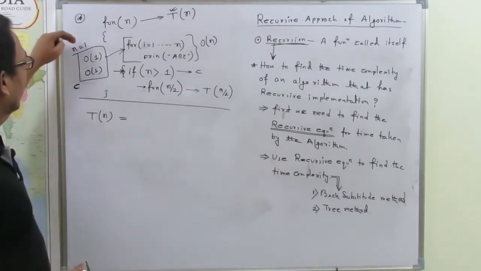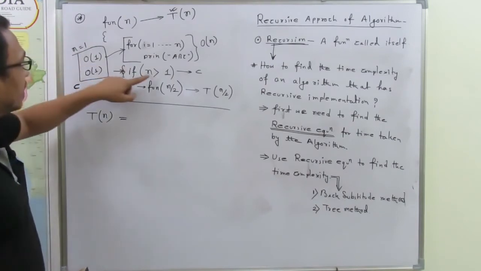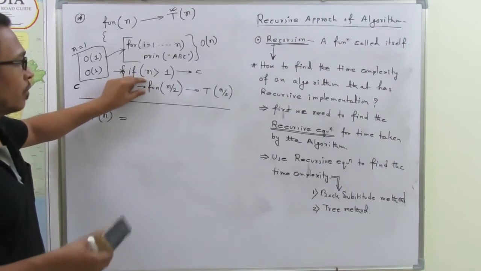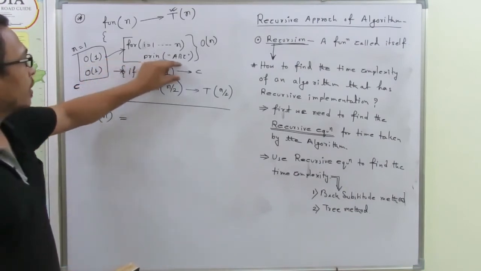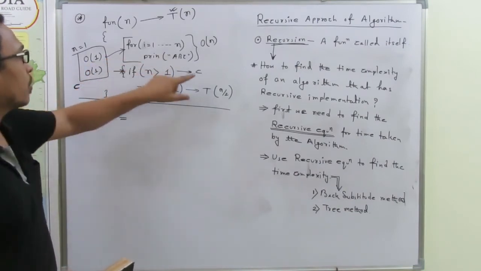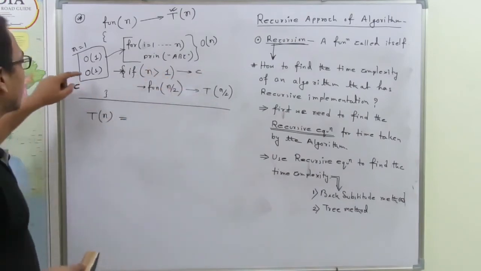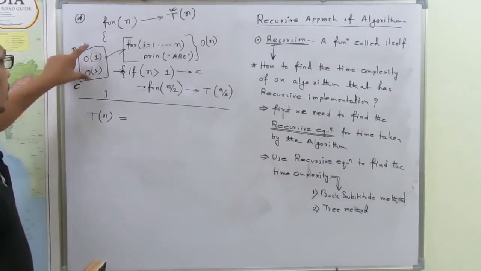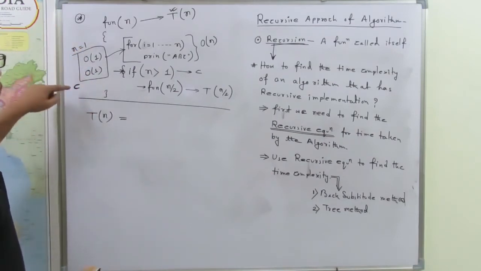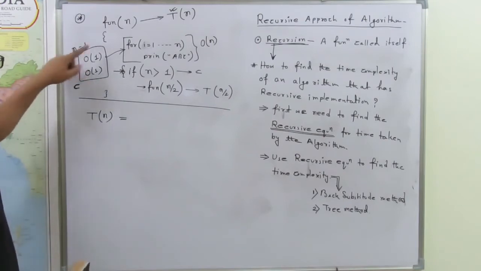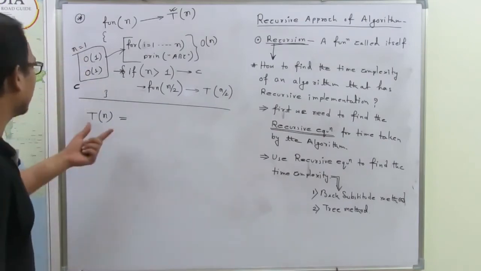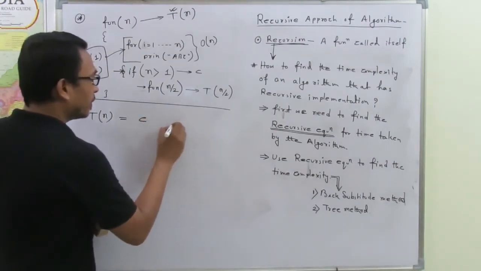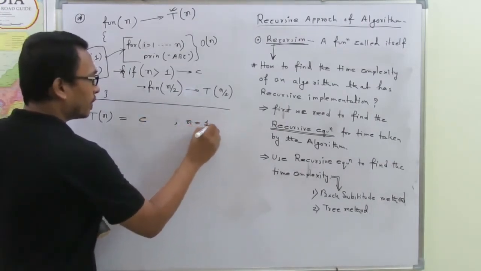Now again, when the number of input is 1, the condition n greater than 1 becomes false. That means this function call will not execute, so it will take only this much time. That means only a constant time, and again a constant time is represented as order of 1, so both are constant, so together again constant. We can simply represent the whole constant time as c. That means the time taken by the algorithm will be c when the number of input is 1.